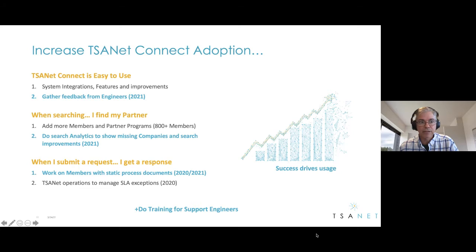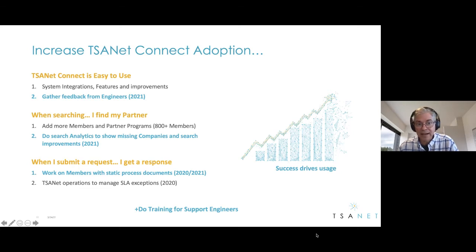The second area is making sure that when the engineers go in and search, they're able to find their partners. We had a huge effort in 2020, and it continues into 2021, where we've been adding more partner programs, adding more members. In fact, our membership count now is starting to pass the 800 number, which is really a lot of growth year over year. I'd say 100 plus members each year.